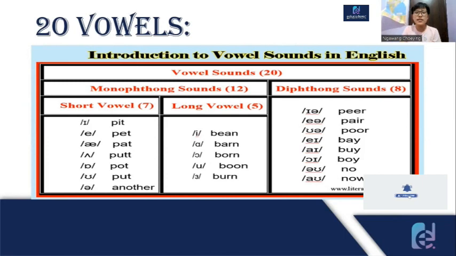As in bean, barn, bow, boo, burn, right? But here, the long vowels have 2 dots beside them, right? There is a 2 dot beside the long vowels. But in this picture, the 2 dot is missing. So let's not forget to put the 2 dot beside the long vowels.